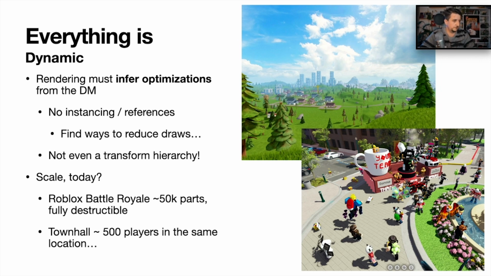To give an idea of scale, we have one test place called Roblox Battle Royale that has 50,000 parts, and they're fully destructible. Another internal test place is our town hall, where we do our weekly town halls. That right now can host around 500 players, 500 avatars, all in our square. The town hall is a replica of our office space in San Mateo.